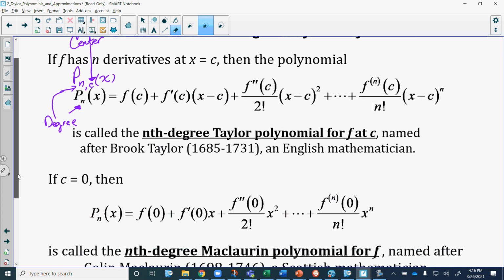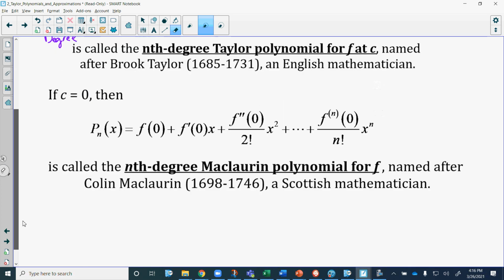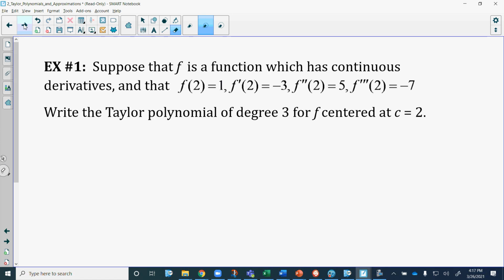And down at the bottom, what we see here is specifically what we would be thinking about with a Maclaurin polynomial. And now let's go ahead and take a look at an example.